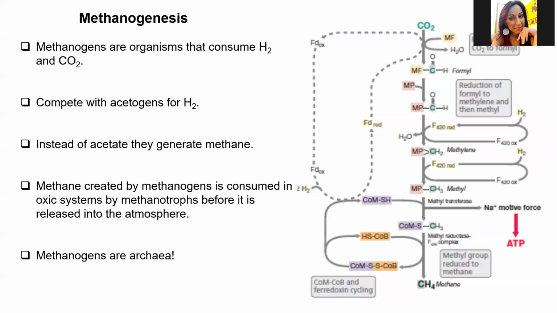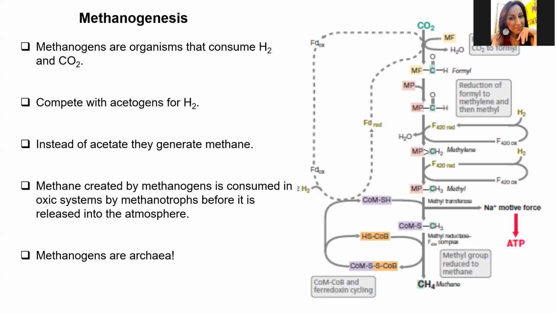Similar enough is methanogenesis. As you know, it's performed by methanogens, so it's easy to know. Acetogenesis by acetogens, methanogenesis by methanogens. Again, they're different from methanotrophs. Methanogens are making methane. Methanotrophs are consuming methane.